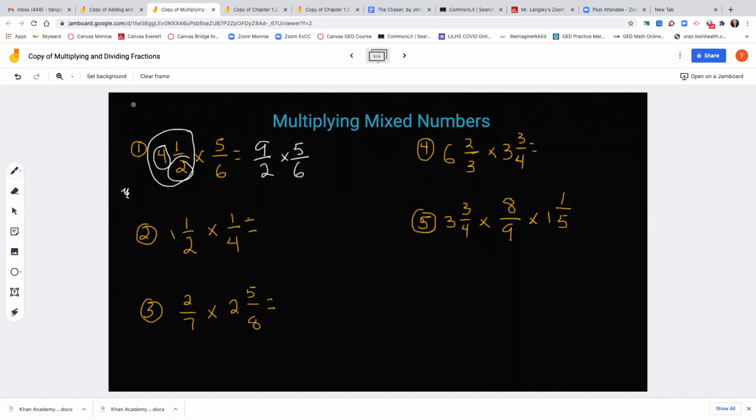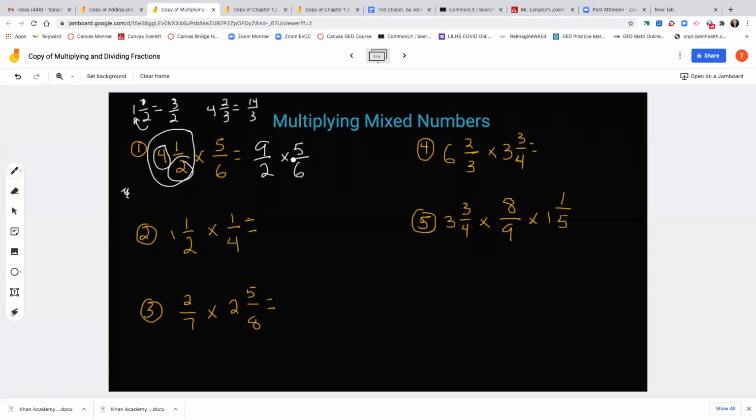If I had 1 1/2, to convert that to an improper fraction, I would multiply 2 times 1 is 2, and I would add the numerator, 3. This becomes 3 over 2. If I had 4 2/3, I would have to turn that into an improper fraction. 4 times 3 is 12 plus 2 is 14 over 3. That's how you do that. Having said that, I have converted it.